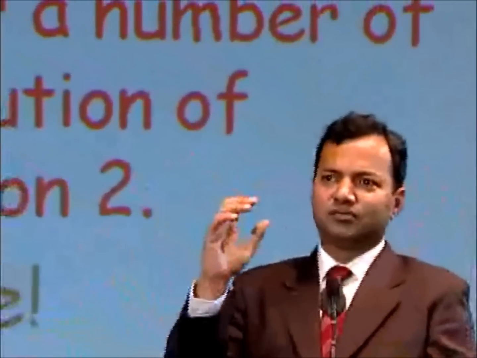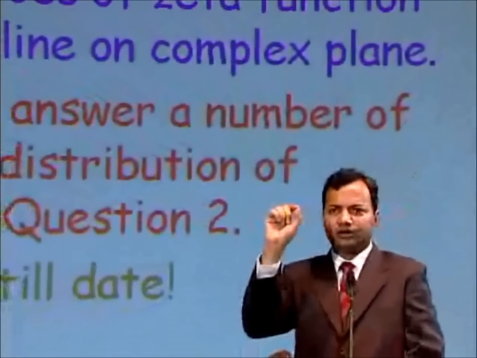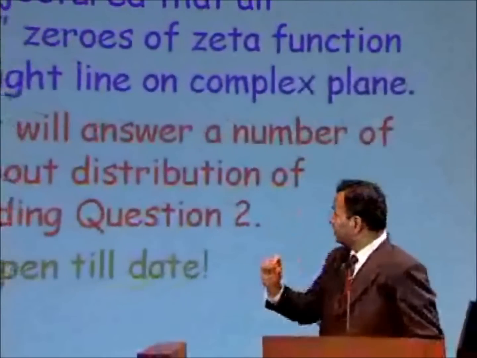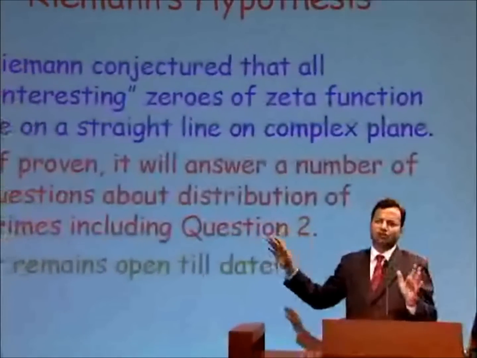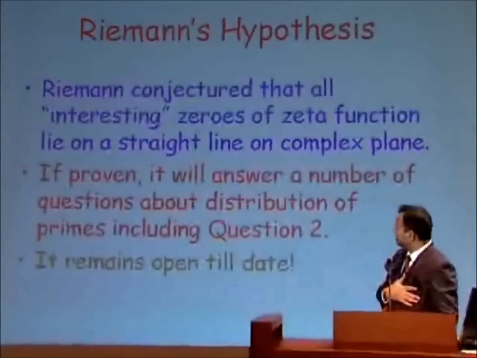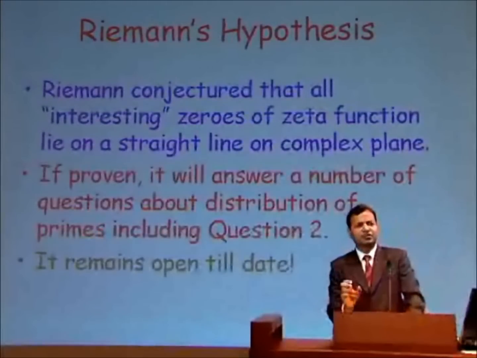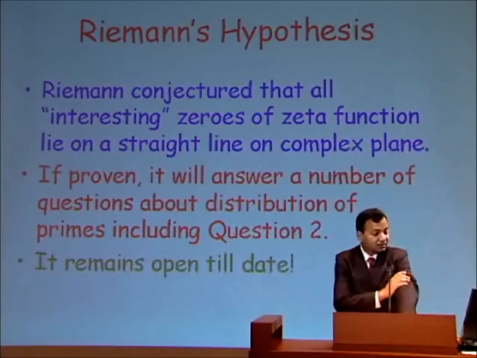Riemann not only defined the zeta function, he also came up with a conjecture about it. And that again is an amazing conjecture. He conjectured that if you look at the complex plane and consider the values of y where the zeta function is 0, and you ignore the trivial zeros of the zeta function and look at only the interesting region, then all the zeros in that interesting region lie on a straight line.